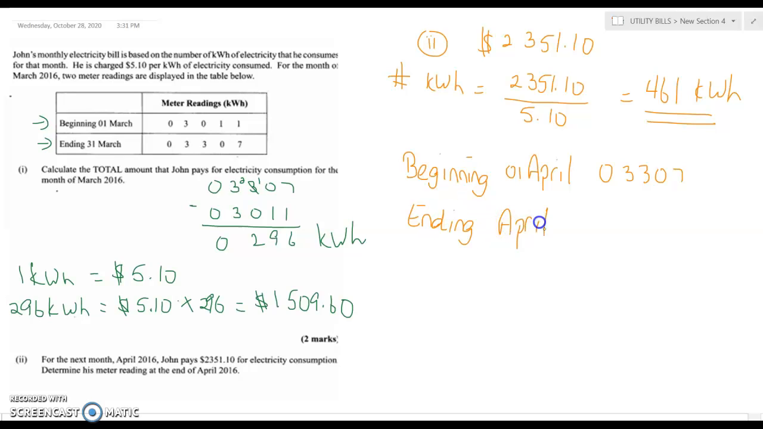right, you have to add on how much he used, which would be that 461 reading, right? So you're just going to add that on, and we will get his reading for April, which is 3768. So that's his reading there, and that's it. Nothing too hard, right?